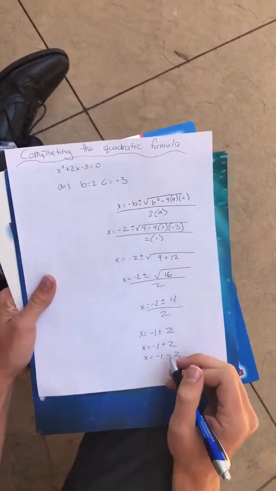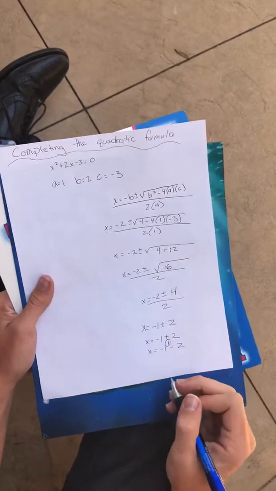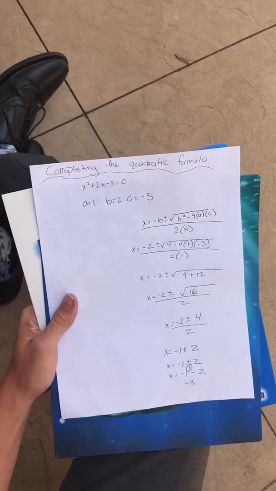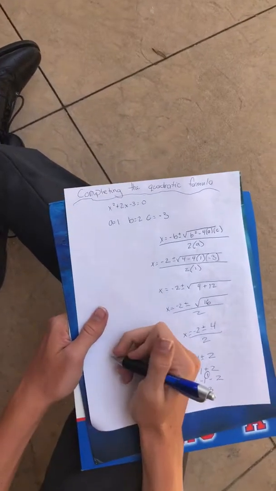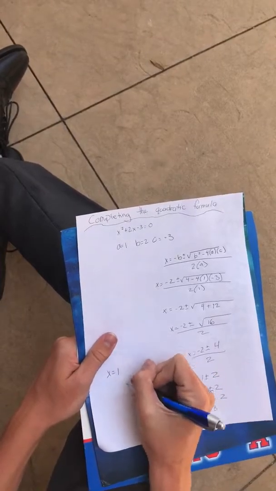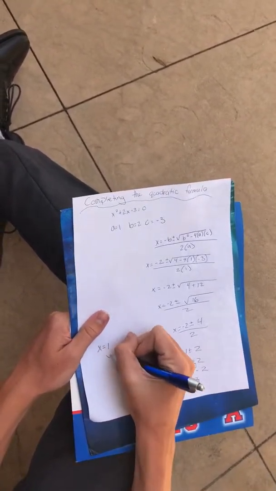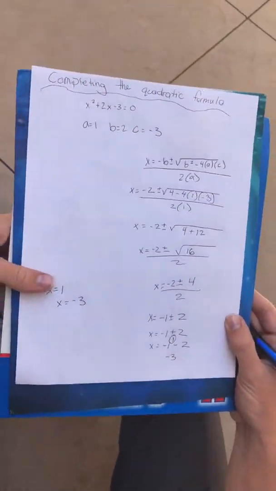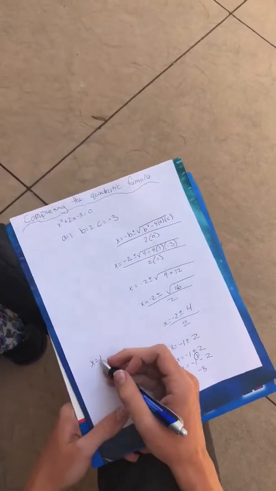So x equals 1, and x equals -3. So after we do that, let's write it out over here. X equals 1, and x equals -3. So after that, we are going to set it equal to 0. But you have to switch it.